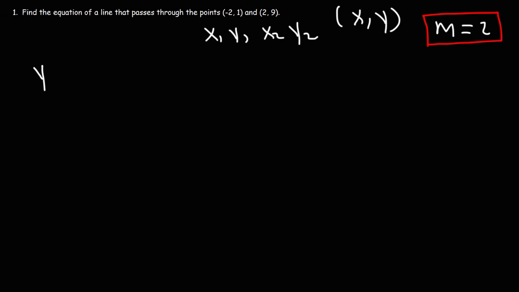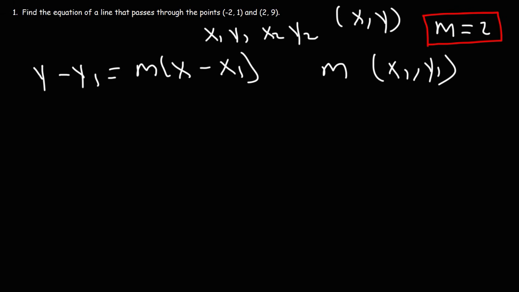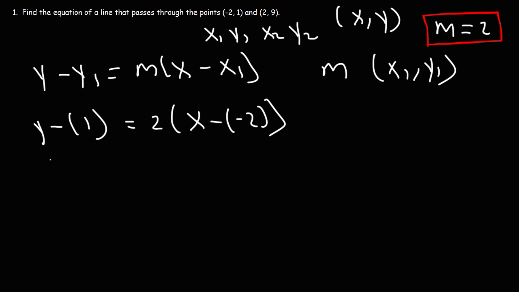Now our next step is to use something called the point slope formula. It's y minus y1 is equal to m times x minus x1. This is going to help us to find the equation of the line. So all we need is the slope m and just one of the 2 points. You could use x1, y1 or x2, y2. Let's replace y1 with positive 1, and m is 2, and then let's replace x1 with negative 2. So this is y minus 1 is equal to 2, and then we have x minus negative 2, which is x plus 2.